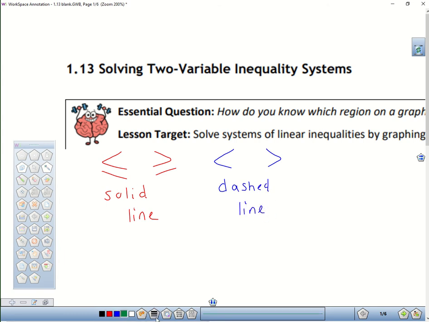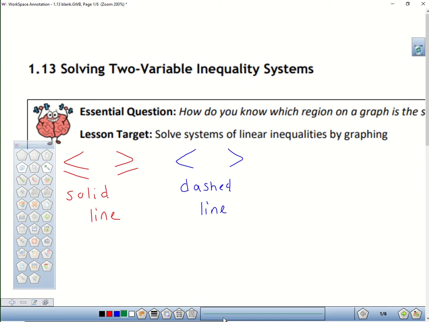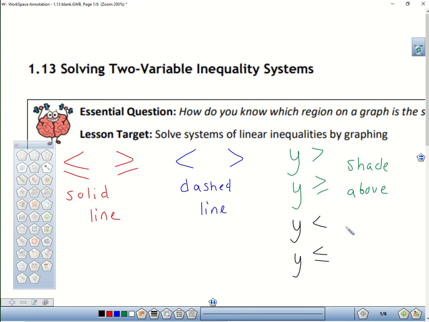And the last thing I'm going to mention, now this isn't as important because I'll show you another way to check. But if you have y is greater than, or y is greater than or equal to, you shade above. And if you have y is less than, or y is less than or equal to, you shade below.